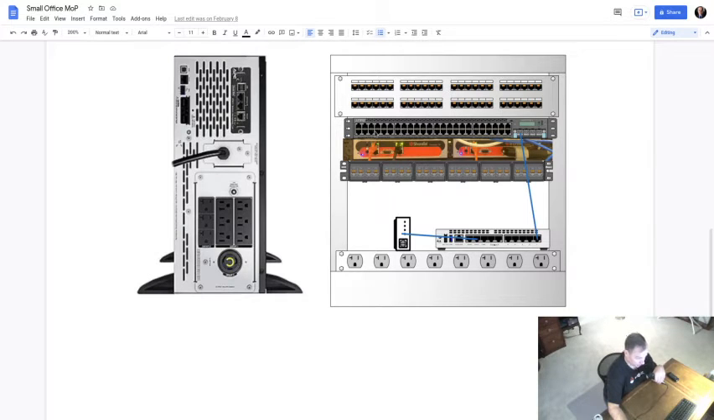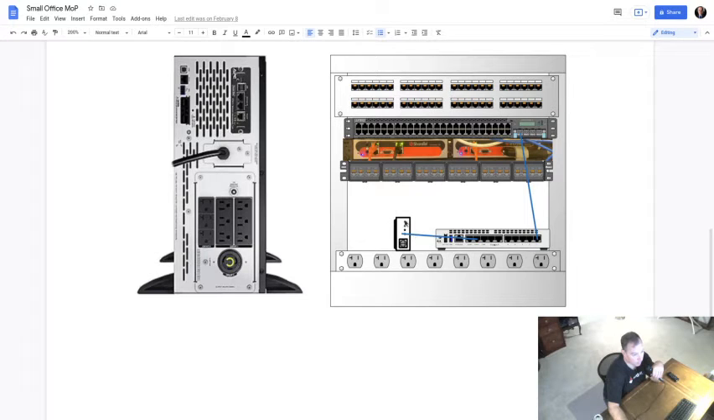Anyway, patch panel then runs into the Ethernet switch. So the structured cabling goes throughout the office. I like to use little 6-inch or 1-foot patch cables to make it nice and neat and easy to trace back to the patch panel. And from here, you're going to connect to the wide area network device.